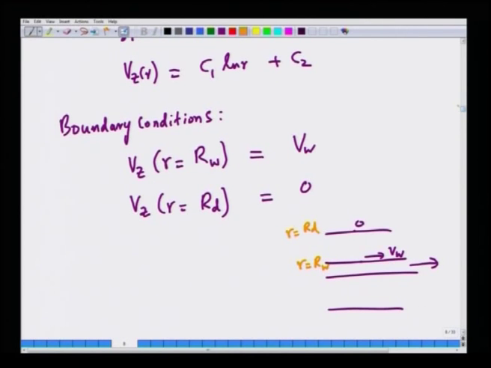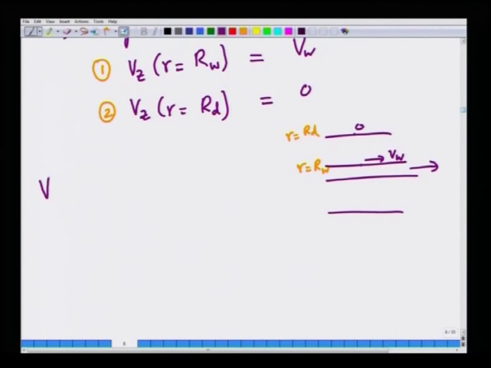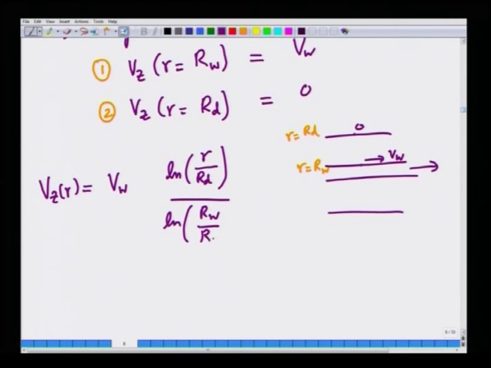So, we have to merely retain c 1 and c 2 and fix the two constants by using the two boundary conditions. So, you have two equations and two unknowns. We can solve them to yield v z of r is equal to v w times logarithm of r by r die, the radial coordinate by radius of the die, divided by logarithm of r wire by r die.